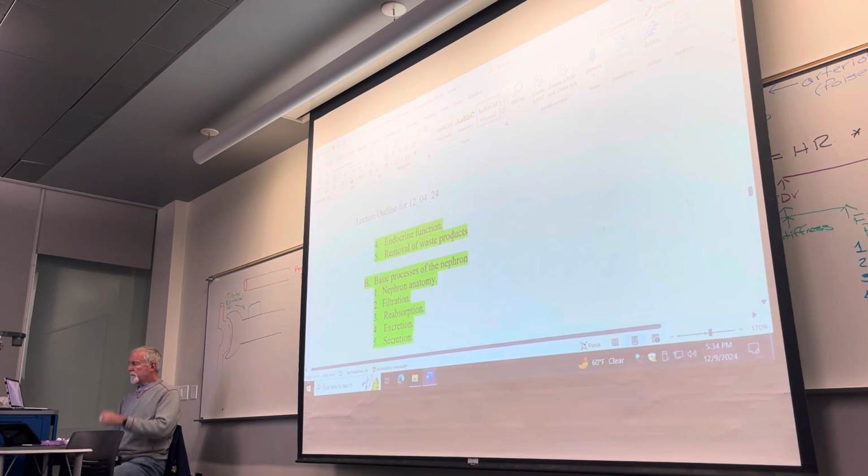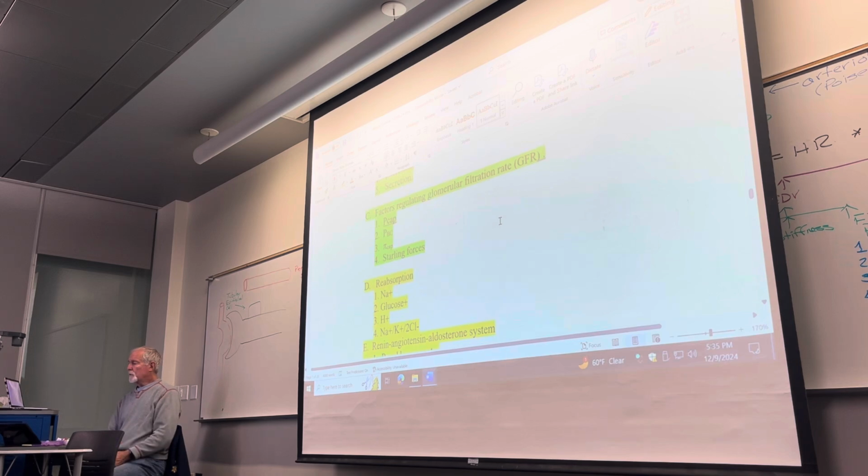Many of these functions up here, these 5 functions, are all related to the functional unit of the kidney, which is the nephron. And the nephron performs these functions through 4 processes: filtration, reabsorption, excretion, and secretion. We're not going to talk about secretion. And last week you learned about GFR, the glomerular filtration rate. You learned about the 3 forces that determine the GFR, which are PCAP, PVC, and PICAP.